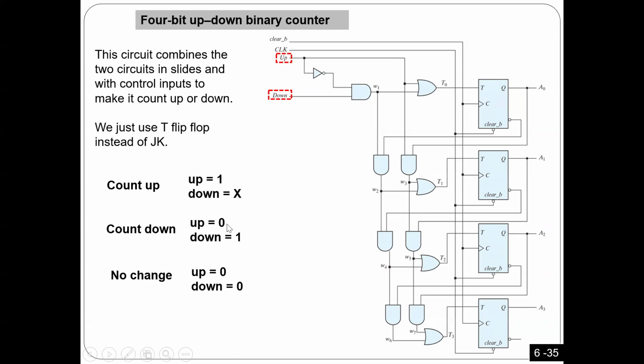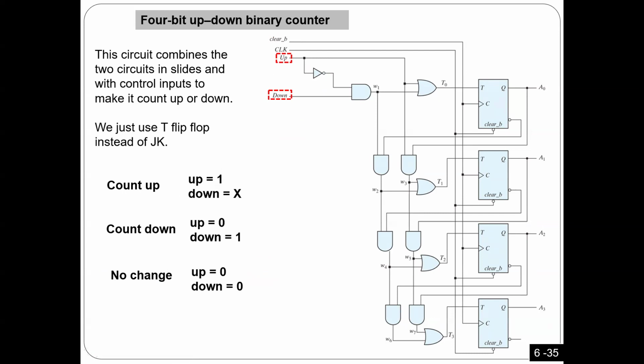You will see what I mean now. Now, if you want to count down, you have to put here 0 and 1. If you want no change, you put 0, 0. Like you pause here, no change. Okay? So now it's just one circuit. This circuit can count up, can count down. You can pause, or you can resume counting. You can do all of this based on what value you have here. Okay. How is it connected?